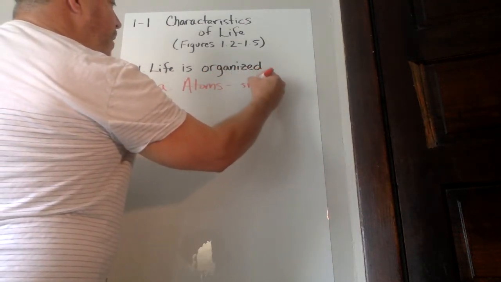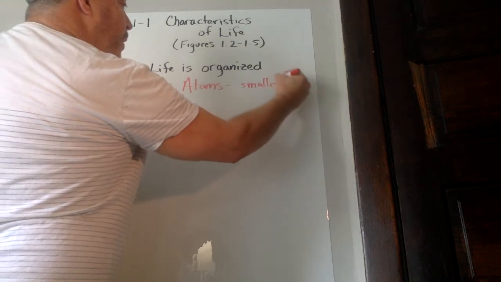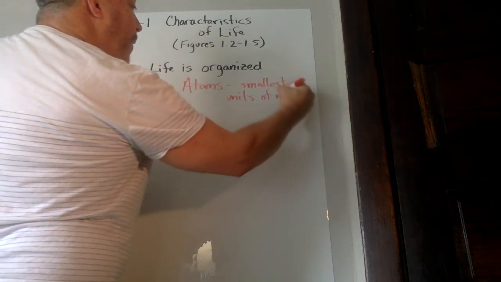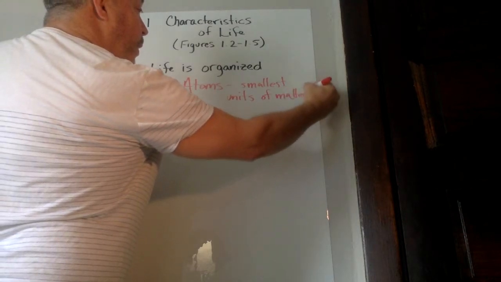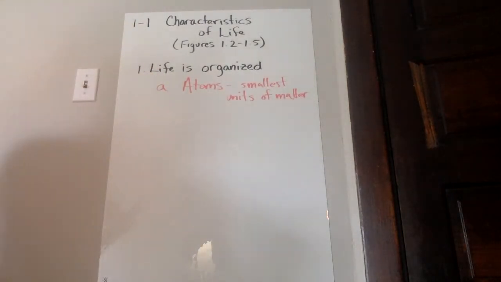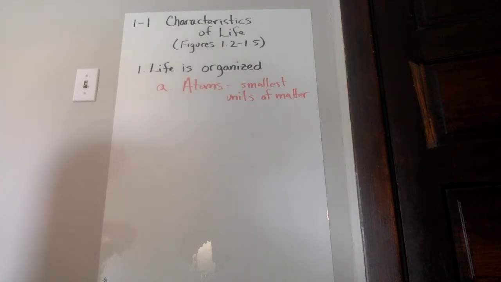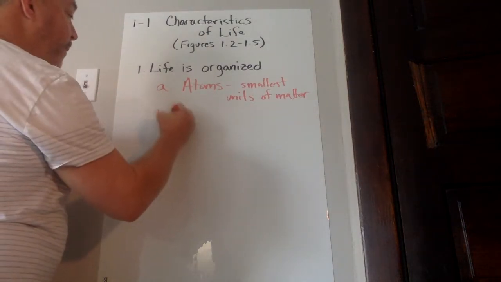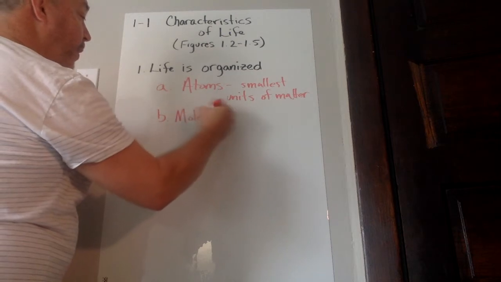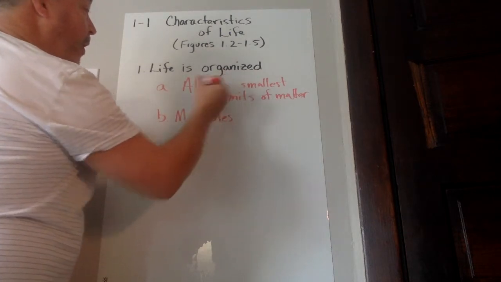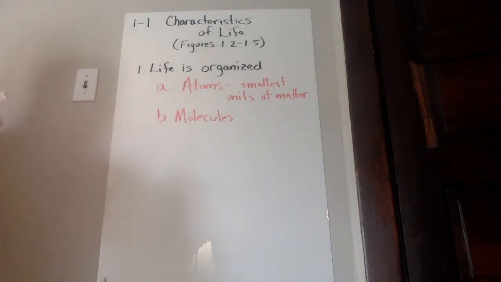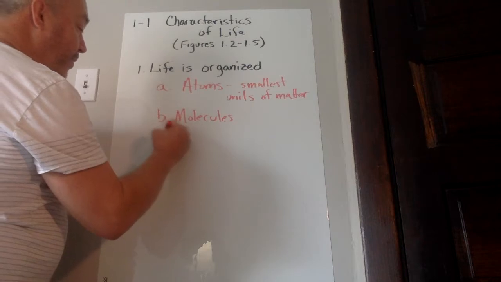So these are the smallest units of matter. Life is organized. So if we put a bunch of atoms together, we'll then get molecules. So molecules are a collection of atoms. If we put a bunch of molecules together, we're going to get what are called organelles.